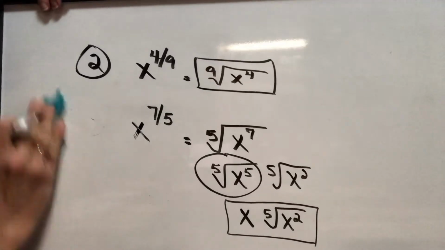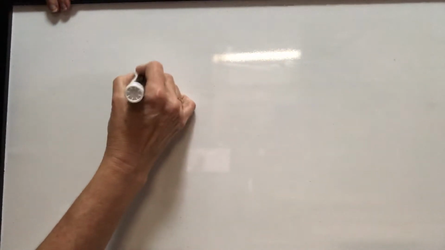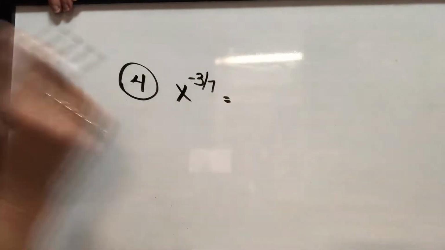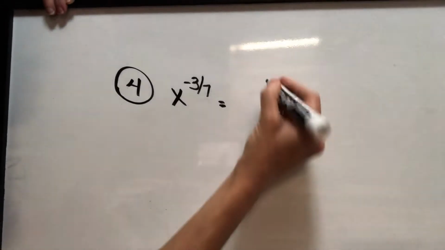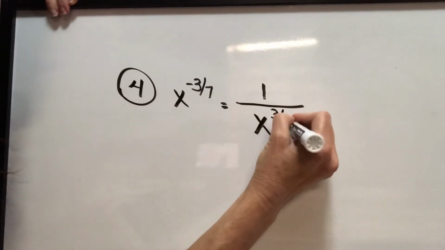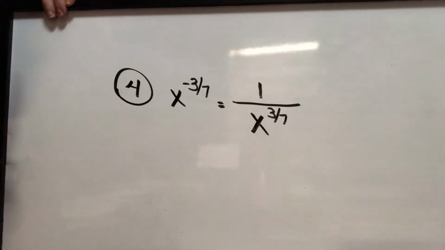Okay, in the next group, you'll notice that some of the fractions are negative. So when that is the case, it's the same concept, but we're going to have to make a fraction for our answer. So we're going to have in number 4, x raised to the negative 3/7 power. Okay, so we did negative exponents a little earlier in the year. And what you did is you wrote a fraction. You put 1 in the numerator, and then you would put the same thing in the denominator, but a positive number. So it's the same thing as 1 over x to the 3/7 power.